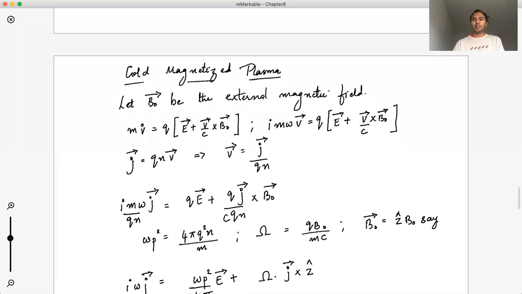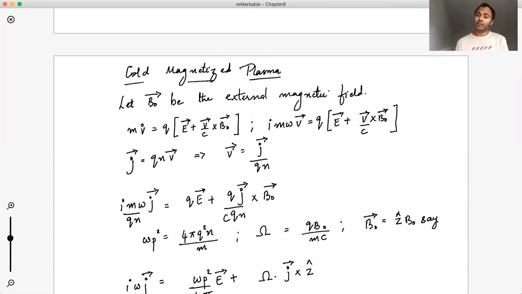Okay, so here's the last video for the course. I'm going to be talking about waves that are supported in a magnetized plasma. If you remember in the previous video, we did waves in an isotropic plasma. And by isotropic, I meant there's no preferred direction.